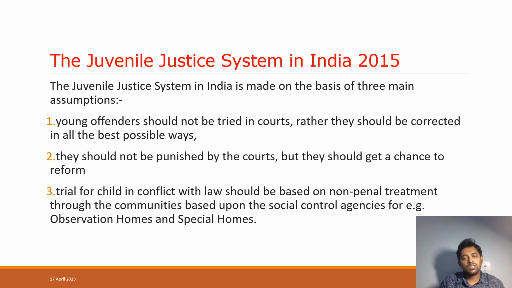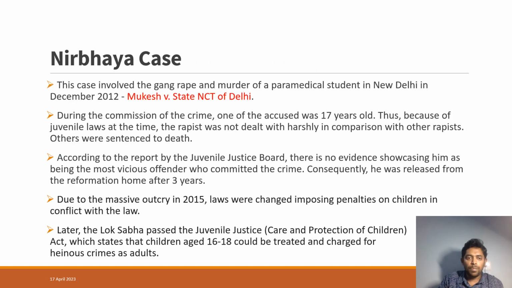The juvenile justice system in India 2015 is made on the basis of three main assumptions. Young offenders should not be tried in the courts; rather, they should be corrected in all the best possible ways. They should not be punished by the courts, but they should get a chance to reform. Trial for a child in conflict with law should be based on non-penal treatment through the communities based upon the social control agencies, for example, observation homes and special homes.